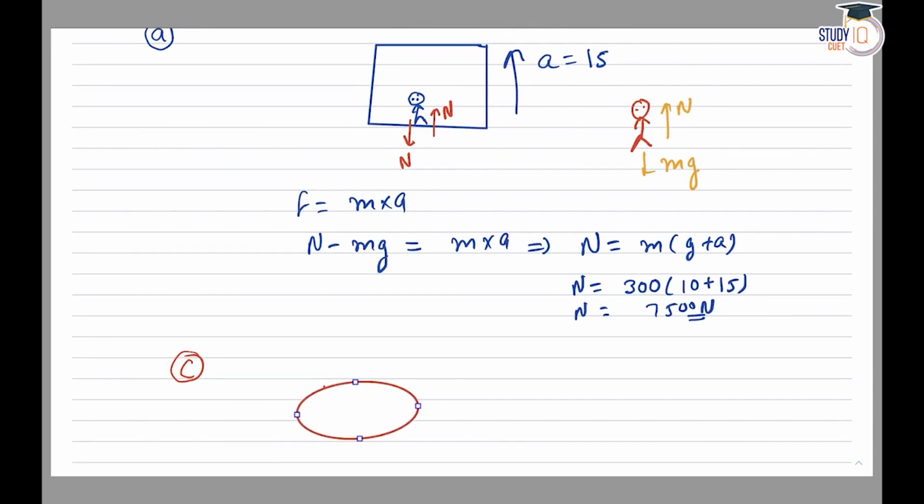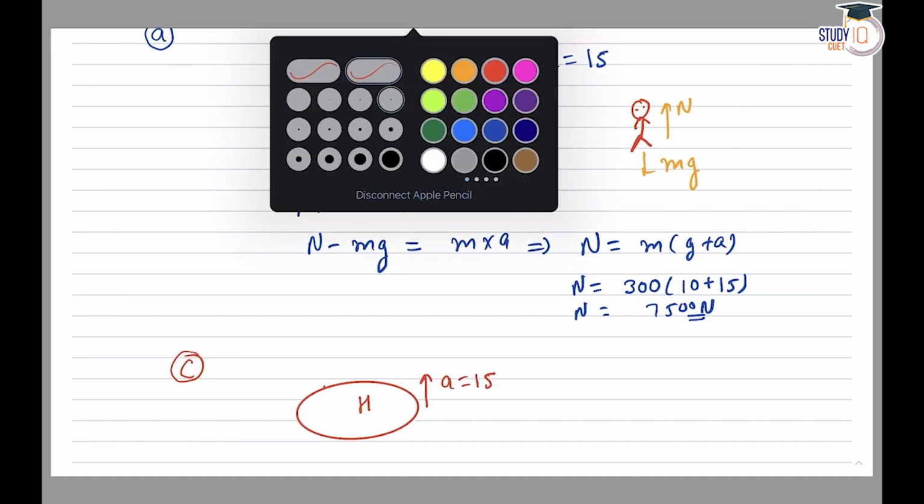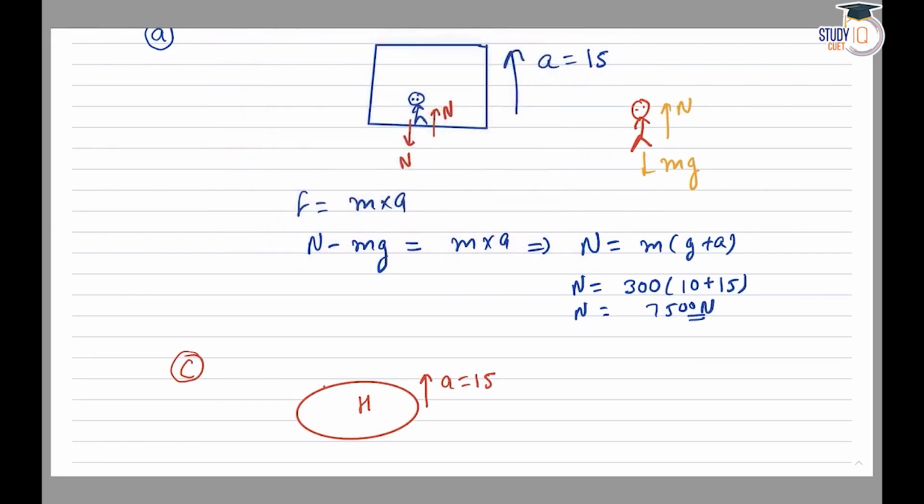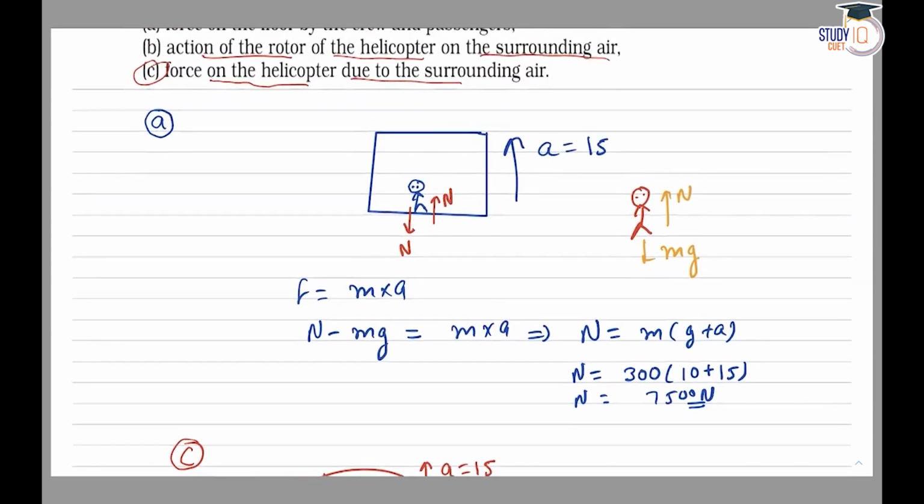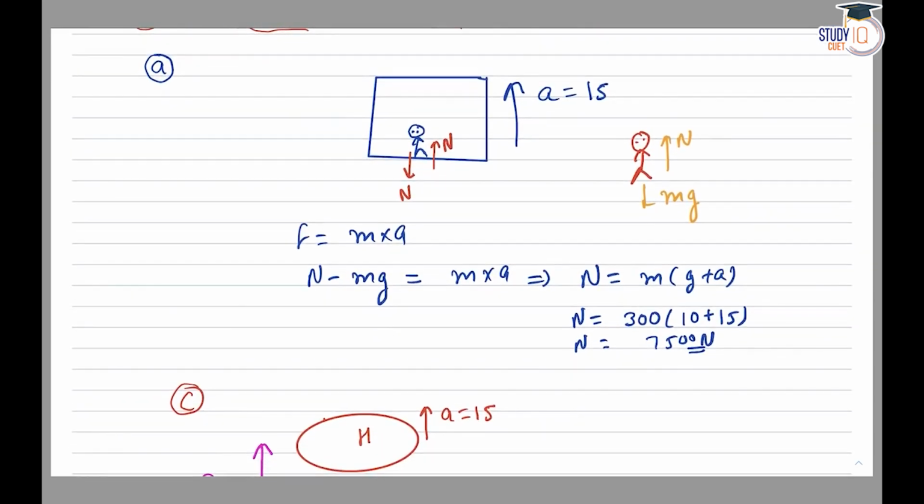So a helicopter is given to us. Let's say this is a helicopter which is moving in the upward direction with acceleration a equal to 15 meter per second square. As we all know, since this is moving in the upward direction, there must be a vertical force acting upward, and this is the force due to air. So we are supposed to find out the force on the helicopter due to air.